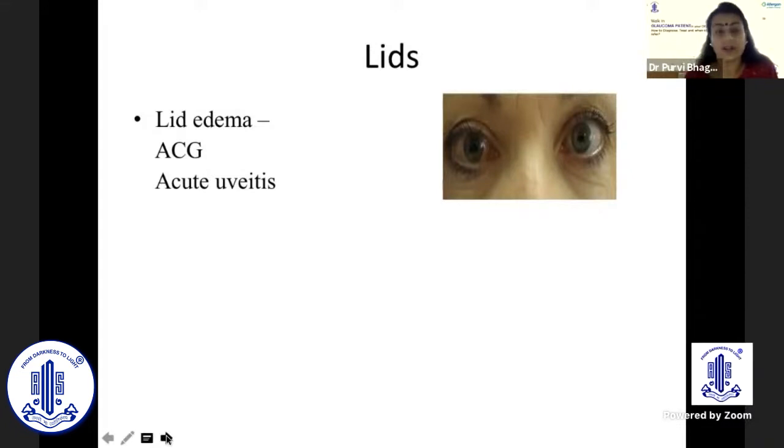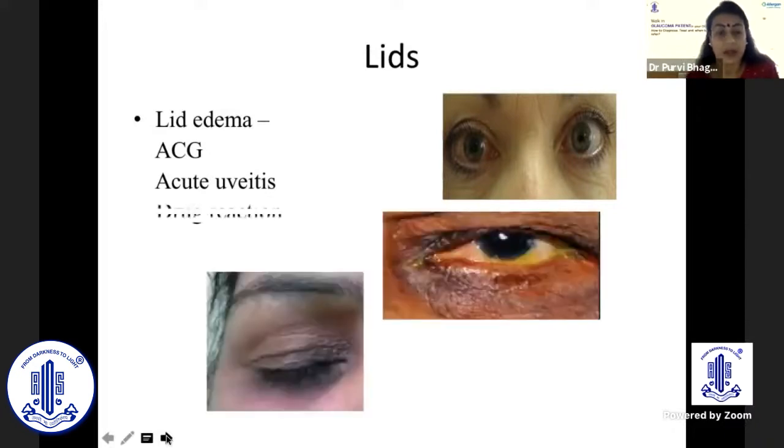Coming to the lids, lid edema, of course, it can perhaps be a case of acute angle closure or uveitis. But you also need to remember that around the lids or on the lids, there could be drug reactions, because many of us now use PG analogs in our patients. Brimonidine is known to cause this typical periocular dermatitis. These types of reactions may in fact warrant discontinuation of the treatment.